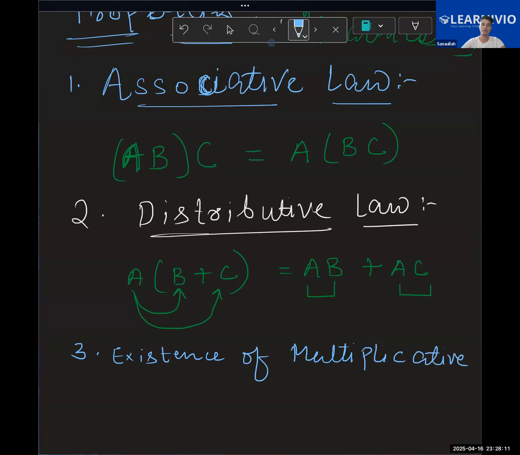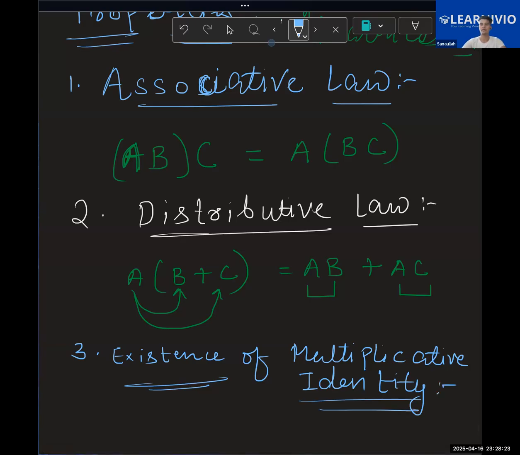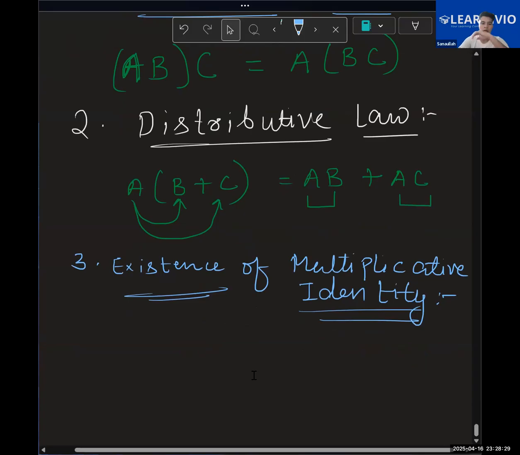Multiplicative identity. Do you know what is identity matrix? I will tell you about that. See, the existence of multiplicative identity. Okay, I think before that you should know what is identity matrix.